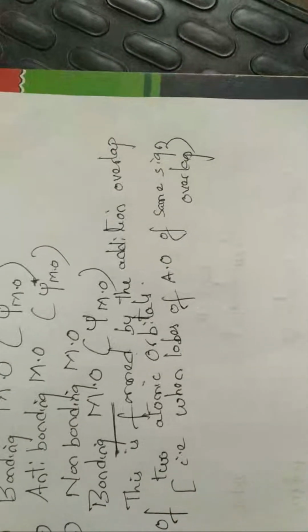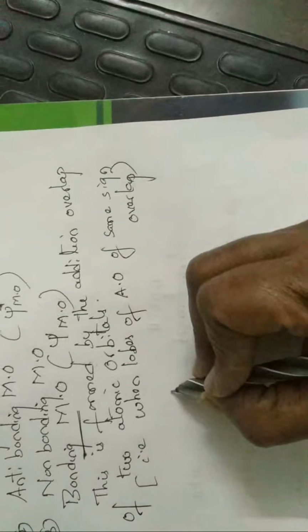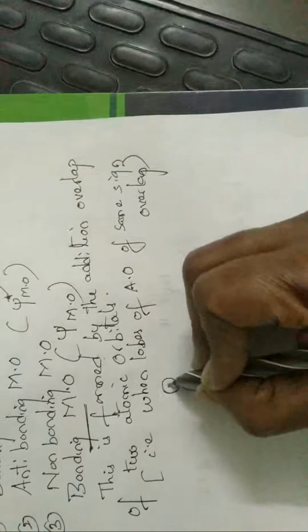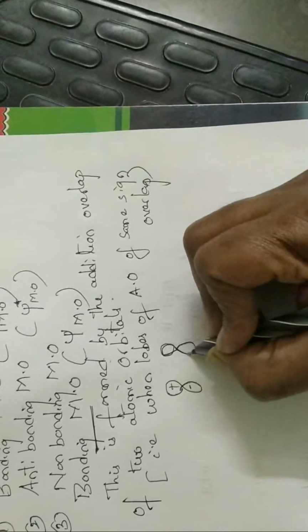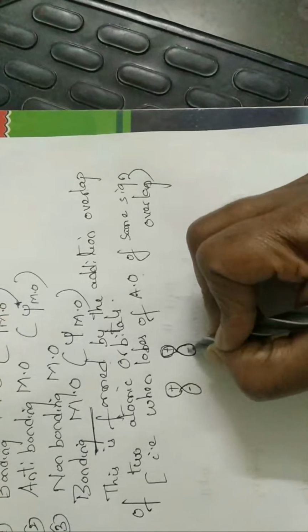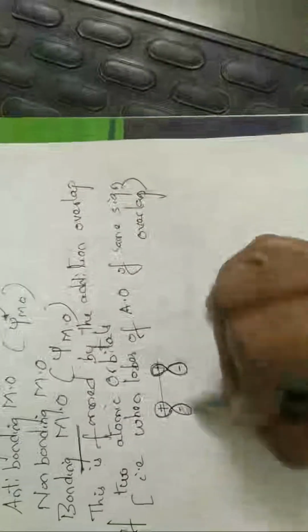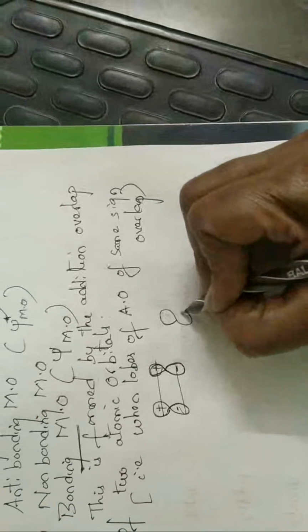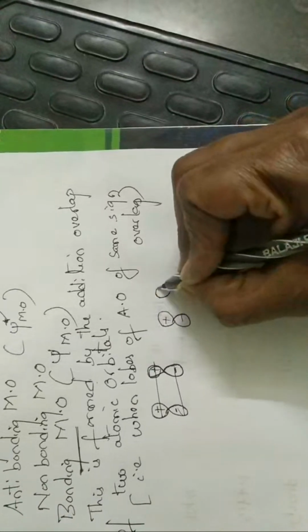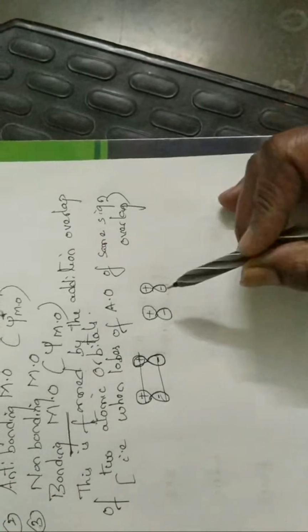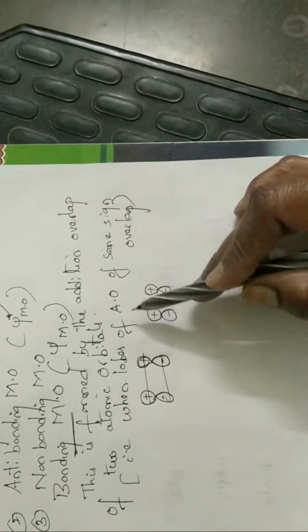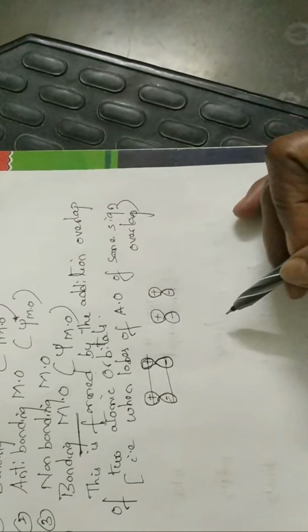The same sign means I'll show you like this: plus minus, here also plus minus. Otherwise I'll show here plus minus, plus minus. So here the atomic orbitals will overlap with the same sign.